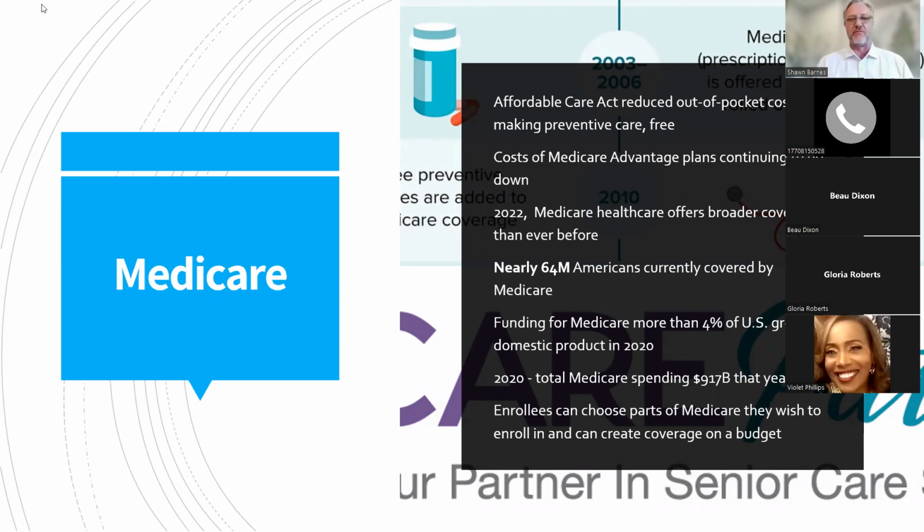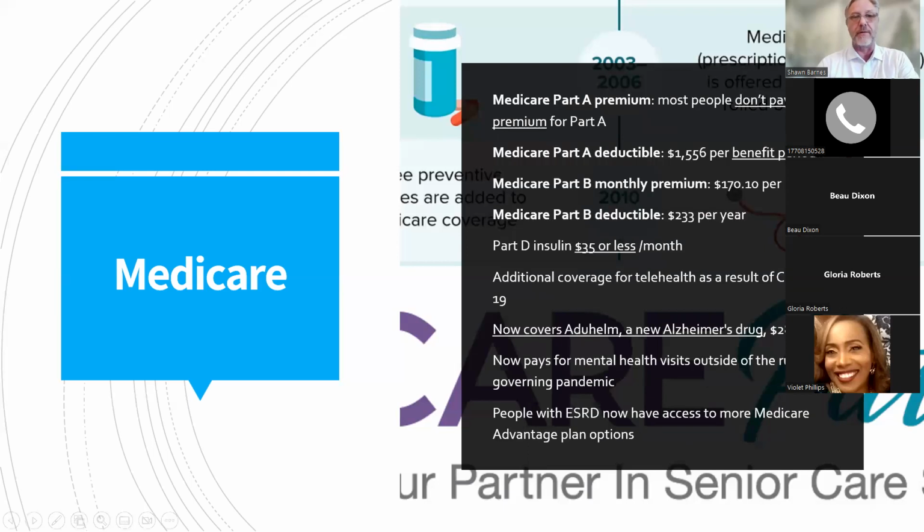Enrollees can choose which parts of Medicare they wish to enroll in, and they can create coverage on a budget. So there's more opportunity for more people to get coverage in different ways. And so these are the good things about Medicare. Medicare Part A premiums, most people, as we said, don't pay. The Part A deductible is $1,556 per benefit period. Part B monthly premium is now up to, a year or 2 years later, $170.10 per month. But the Part B deductible is only $233.